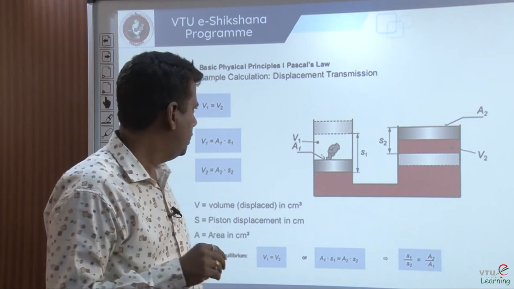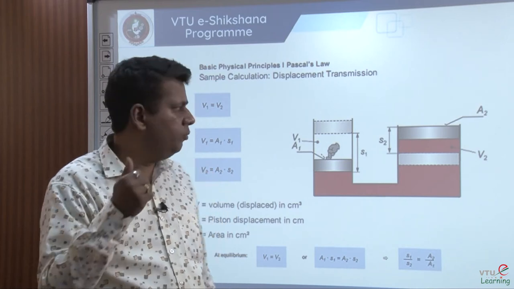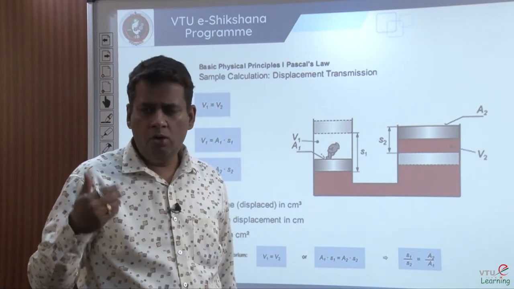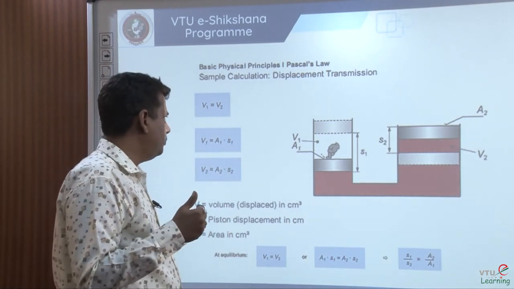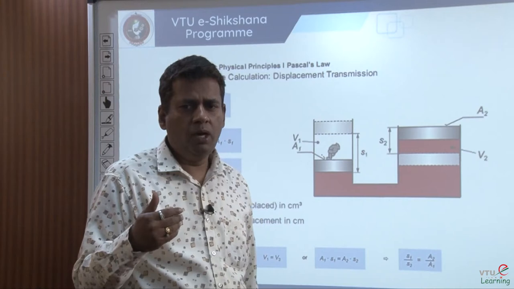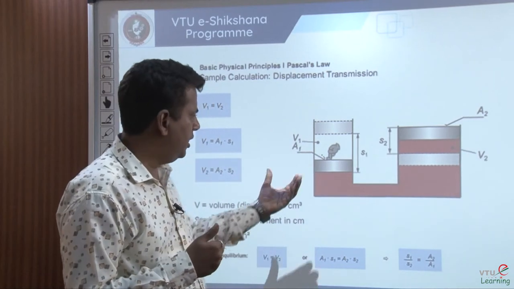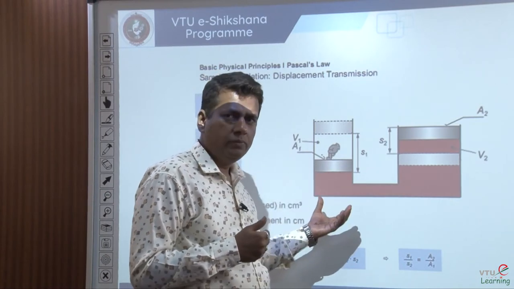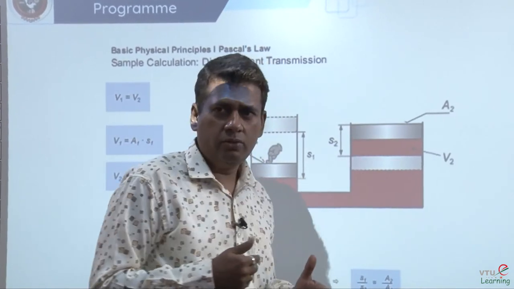So we have three variables now. We know that according to the continuity equation, V1 is equal to V2. So the volume in the thin cylinder is equal to the volume in the thicker cylinder. That is, the volume in the small cylinder is equal to the volume in the big cylinder. Now how do you calculate the volume? We very well know that volume is equal to area into stroke, the general formula. So if you apply that to the small cylinder, V1 is equal to A1 into S1. If you apply that to the big cylinder, V2 is equal to A2 into S2, right?